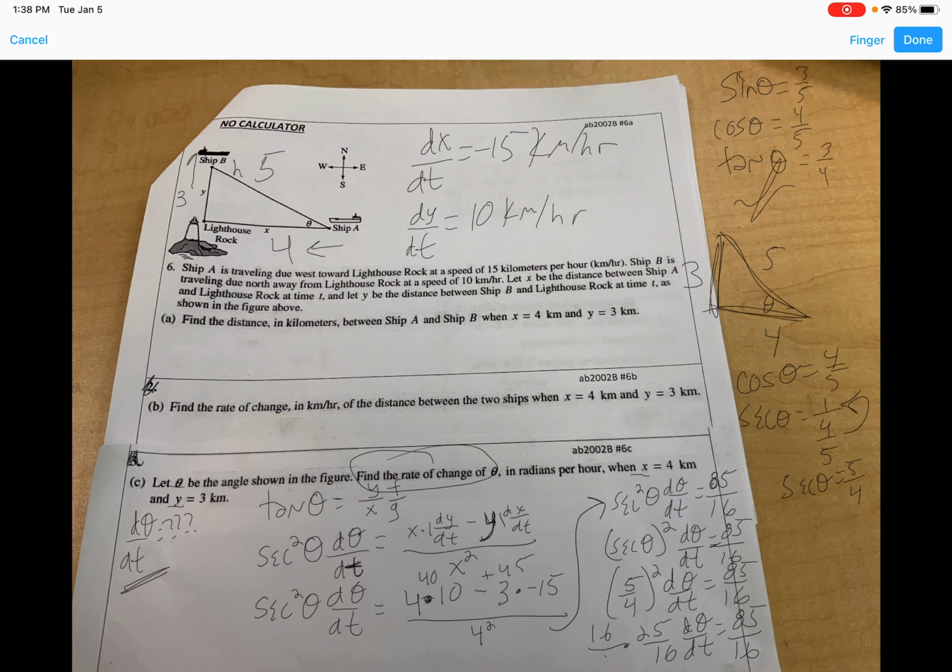Multiply by the reciprocal to get rid of that fraction, so d theta dt is alone. I'm going to do that again over here. Those 16s cancel. Then I can reduce by 5, and I have d theta dt equals 17/5 radians per hour. Hope that helps. Good work.